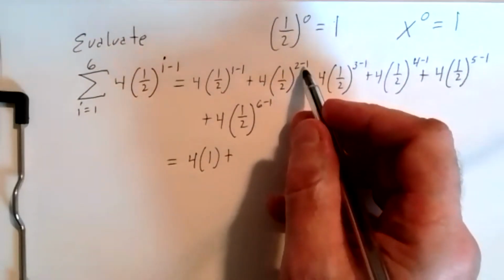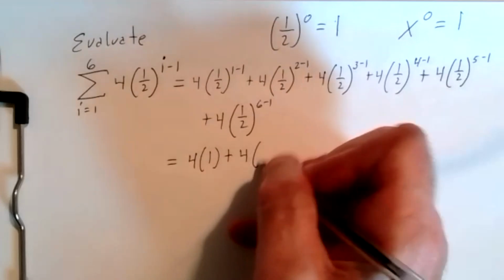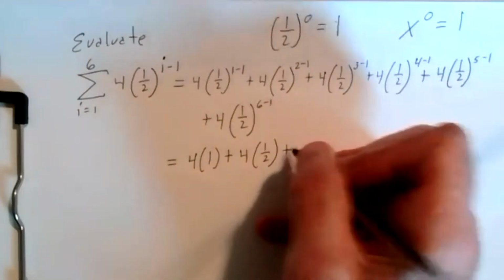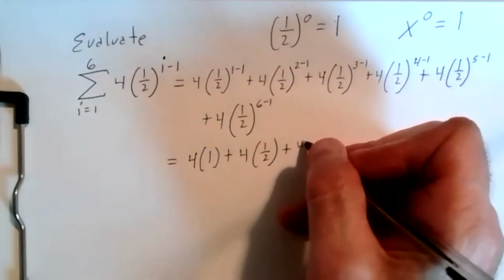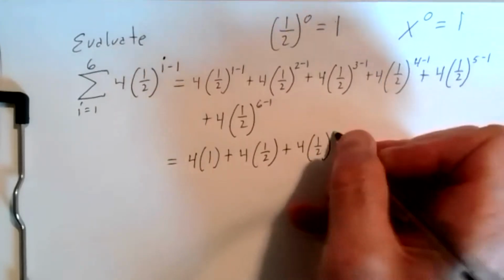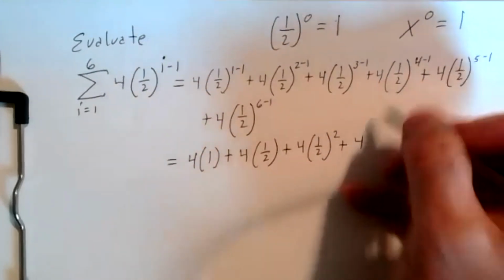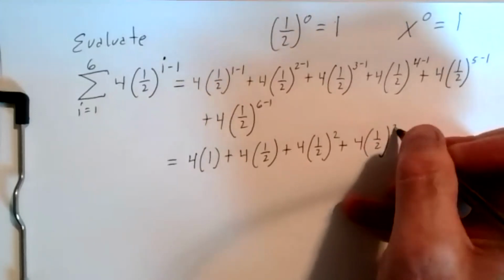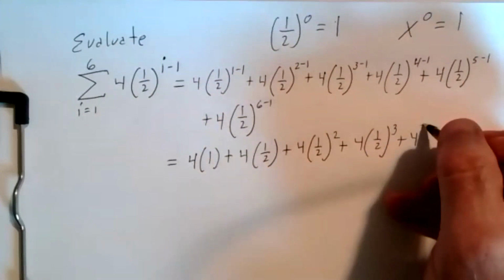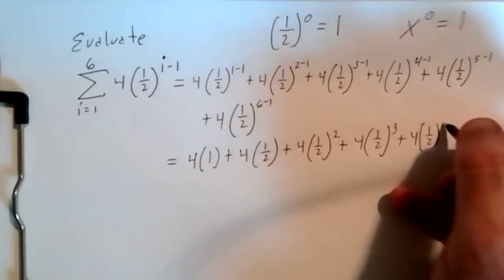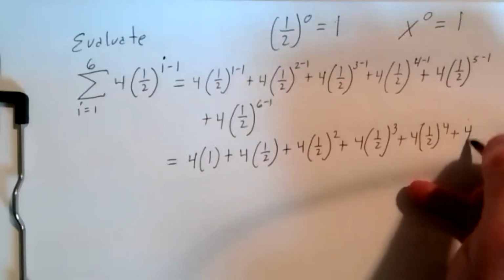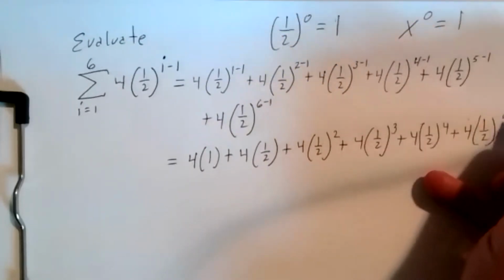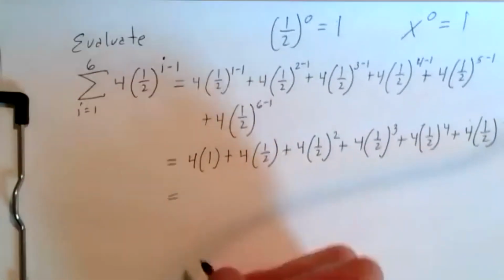This is going to be 1/2 to the 1st power, so it's going to be plus 4 times 1/2. This is going to be 1/2 to the 2nd power, 4 times 1/2 squared, plus 4 times 1/2 cubed, plus 4 times 1/2 to the 4th, plus 4 times 1/2 to the 5th. Correct?